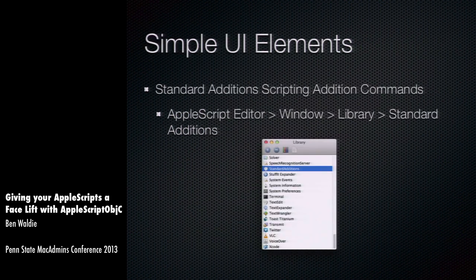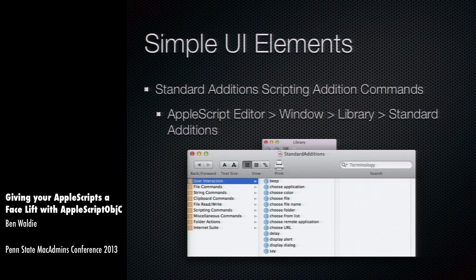So for simple UI elements, the way that you do this is using something called scripting additions. So AppleScript has a base core language that it understands, and dialogues and alerts and things are not part of that. But you can extend AppleScript by installing scripting additions. And OS X comes with a scripting addition. It's basically like a plugin for AppleScript that adds additional functionality. So Apple gives you something called standard additions, which is in the system library scripting additions folder. And you can access the dictionary for standard additions by going in AppleScript Editor and selecting Window Library and then double-clicking on standard additions. And when you do that, you'll get the standard additions AppleScript dictionary.